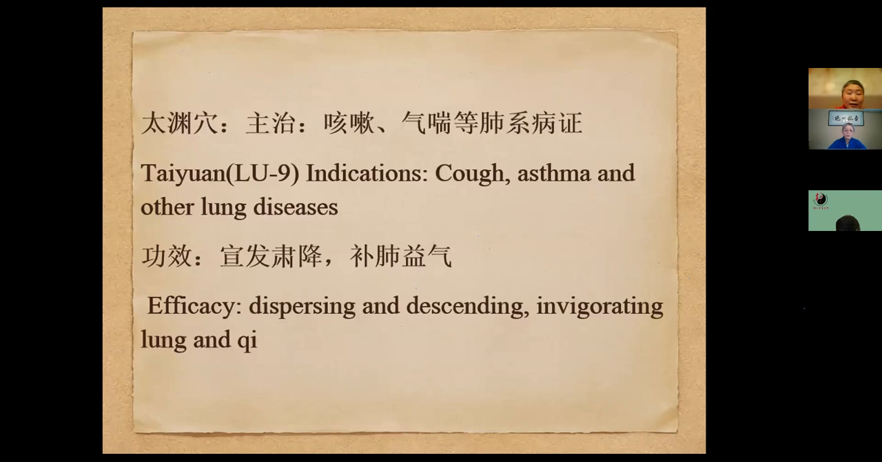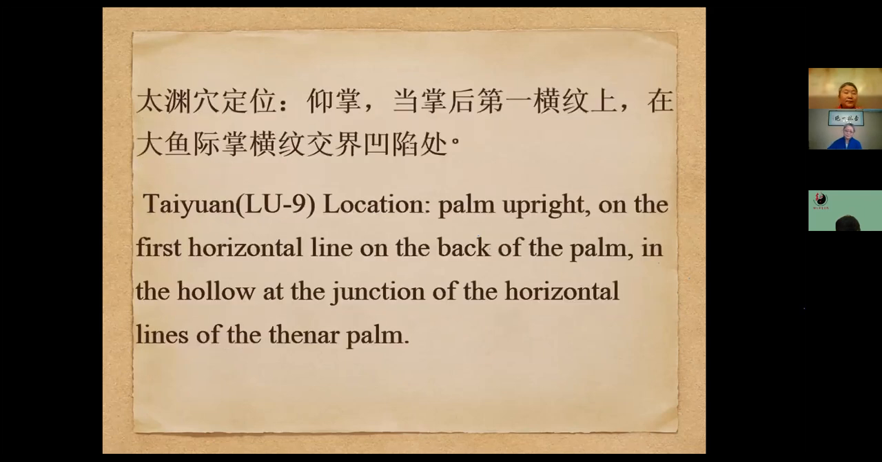Taiyuan point indications: cough, asthma, and other lung diseases. Efficacy: dispersing and descending, invigorating lung and qi. Dispersing means we disperse the external evil from outside. Descending is descending the lung qi, to make you breathe better. And the Taiyuan point can protect our lungs.